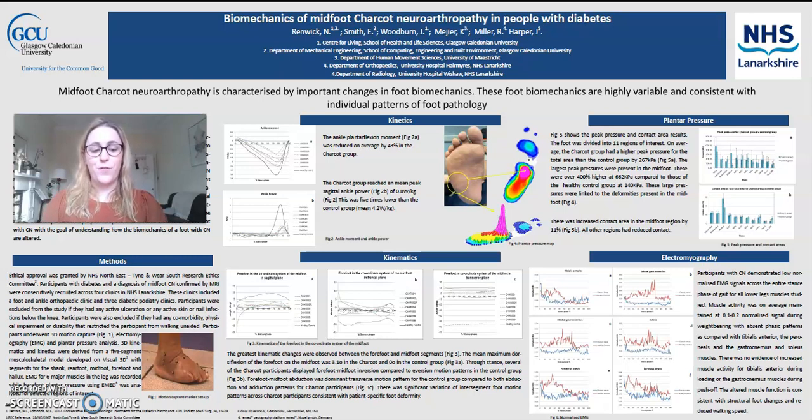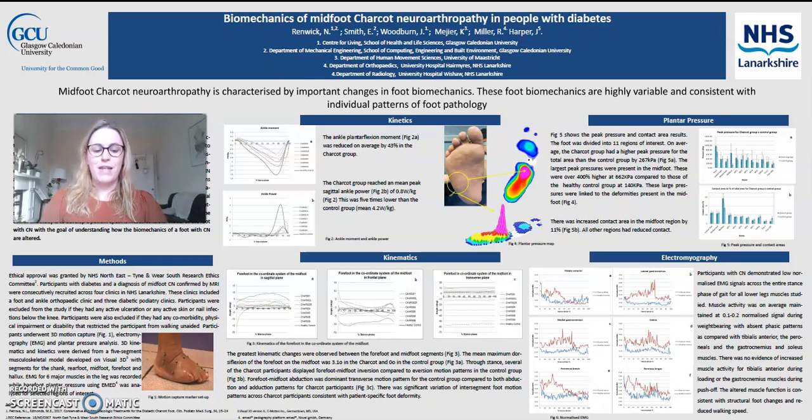Kinematic results for the forefoot and the coordinate system of the midfoot can be seen in Figure 3. What is evident straight away is that there is variation in results across the Charcot group for all variables, which indicates altered biomechanics as a result of patient-specific deformity. Across all planes, the Charcot group had a bigger range of motion.